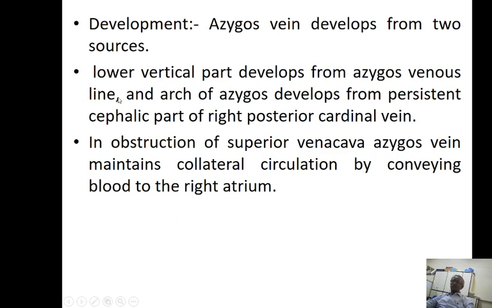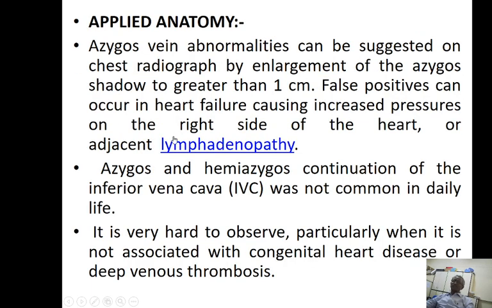The azygos vein develops from two sources. The lower vertical part develops from the azygos venous line, and the arch of the azygos develops from the persistent cephalic part of the right posterior cardinal vein. In obstruction of the superior vena cava, the azygos vein maintains collateral circulation by conveying blood to the right atrium.